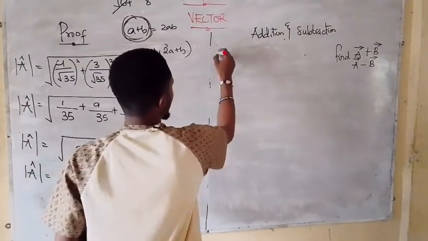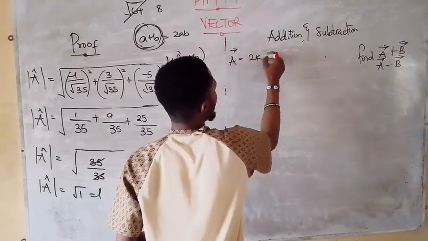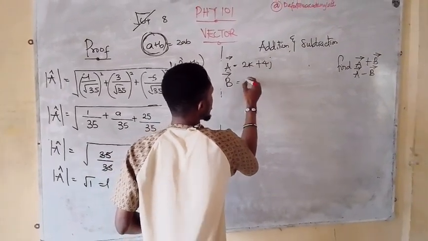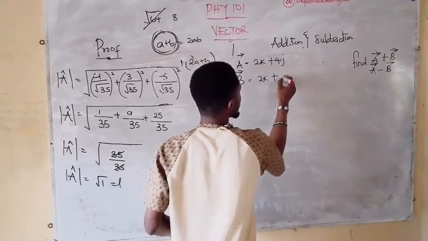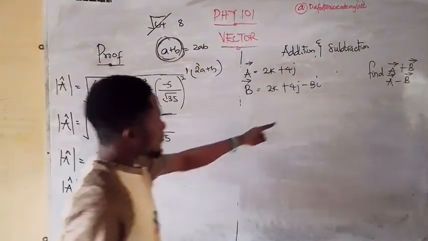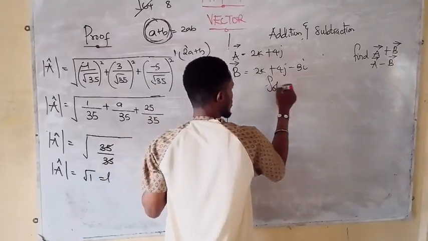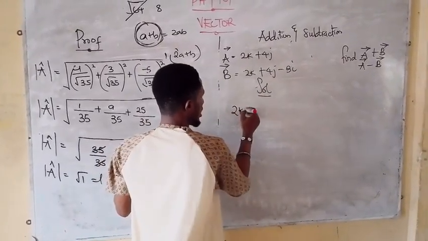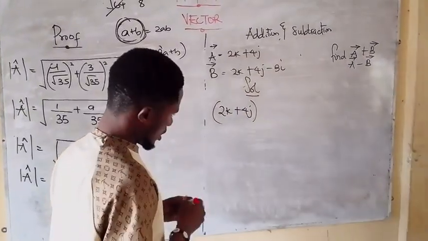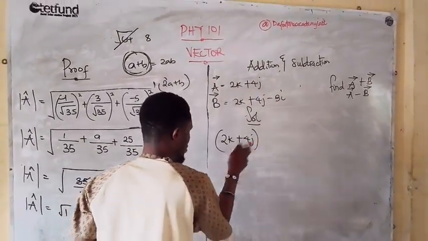I've even cleaned the question. So if I have a equals to 2k plus 4j, and b was equals to 2k plus 4j minus 3i. That was the question. Now they said find a minus b. I bring my a first. Solution. A is what? 2k plus 4j in brackets. I will ask you why this guy is in brackets. Drop it in the comment section now. I want to see it. Why is this guy in brackets?